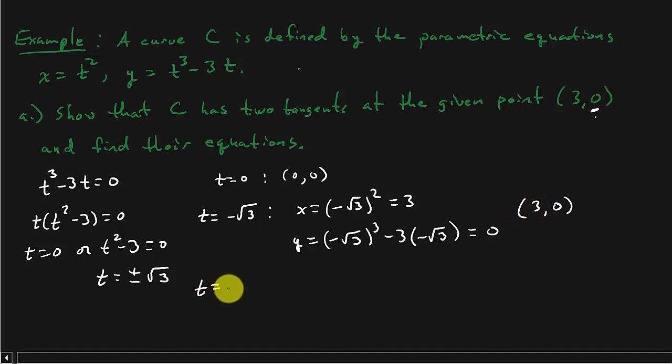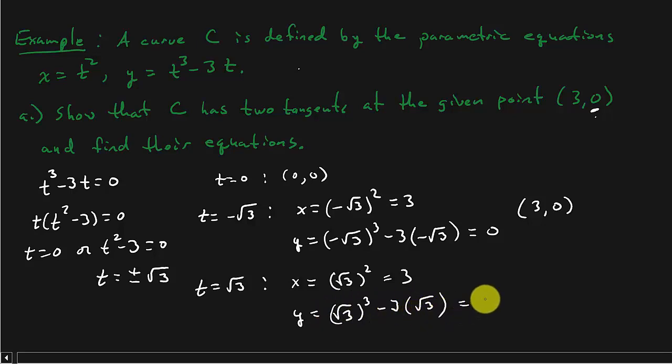And then when t is equal to positive square root of 3, we get x equals the square root of 3 squared, which is 3, and y equals the square root of 3 cubed minus 3 times the square root of 3, which gives us 0 also, and you can verify with your calculator. So we get the point (3, 0).